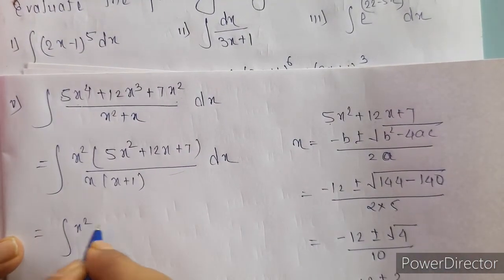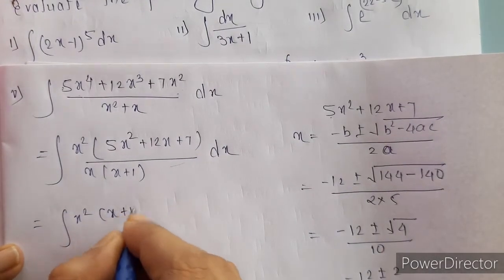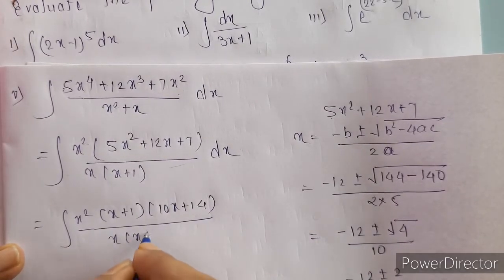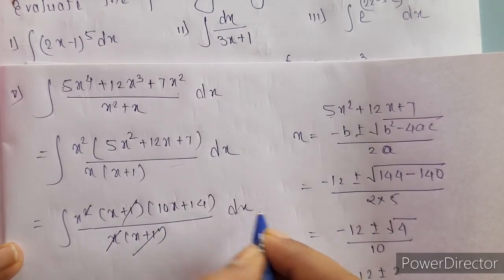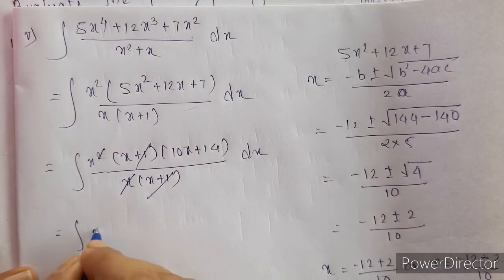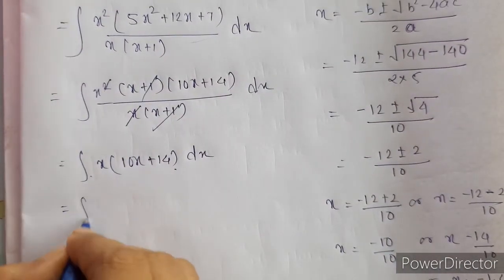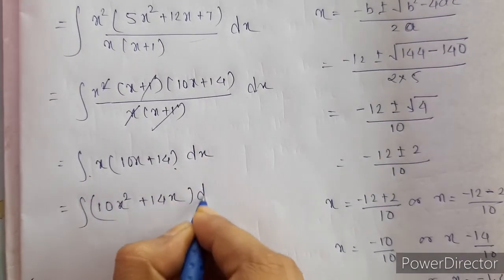So this x square as it is, instead of this I am replacing it by x plus 1 into 10x plus 14, divided by x into x plus 1. So this one x will get cancelled here, x plus 1 will get cancelled here. So what is remaining is the integral of x times 10x plus 14 with respect to x. Further we can multiply this, so it can be written as the integral of 10x square plus 14x with respect to x.